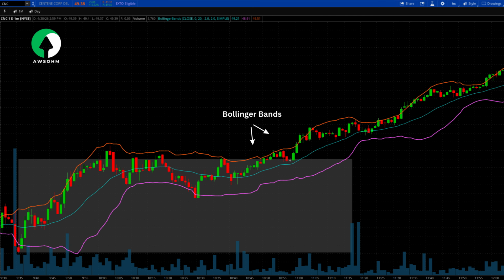Correlation, market breadth. A trend in an individual stock has a stronger foundation if its sector or the broader market, like the S&P 500, is moving in the same direction. When a stock tries to trend upward while the broader market is falling, that trend is on shaky ground.